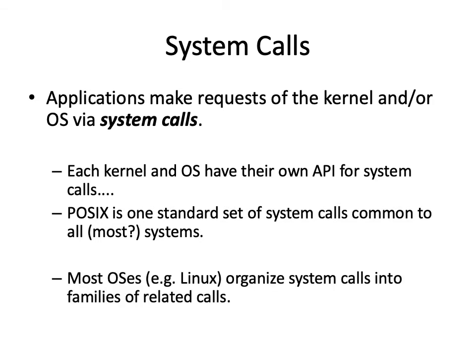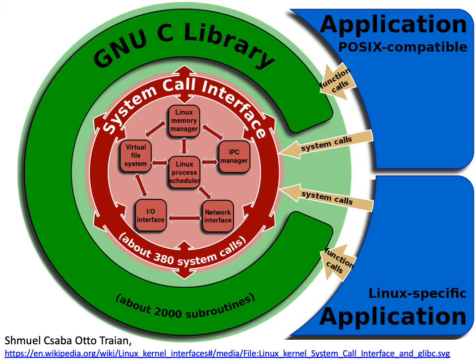Now, most operating systems, like Linux, organize system calls into families of related calls. We'll see an example of what that looks like in a little bit. First, let's see a diagram to see what this looks like. Here's a diagram I found off Wikipedia that I think does a really good job of showing how these things are all related to each other.